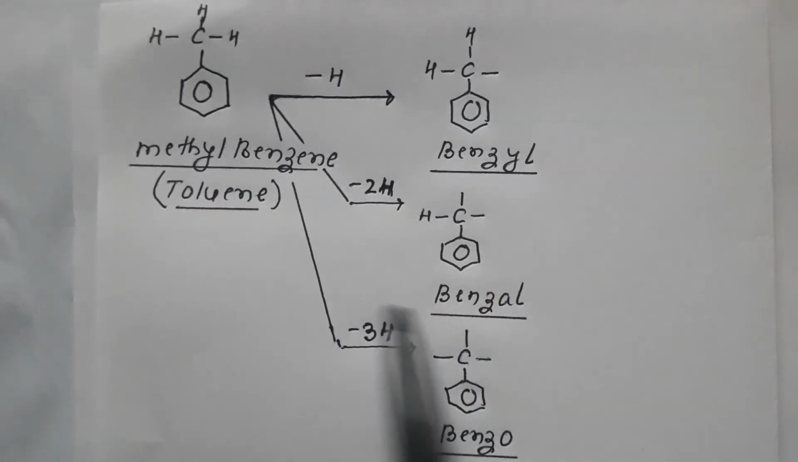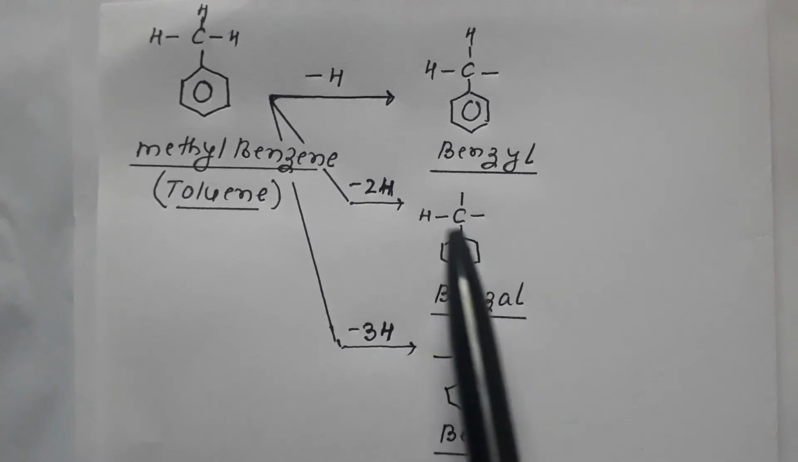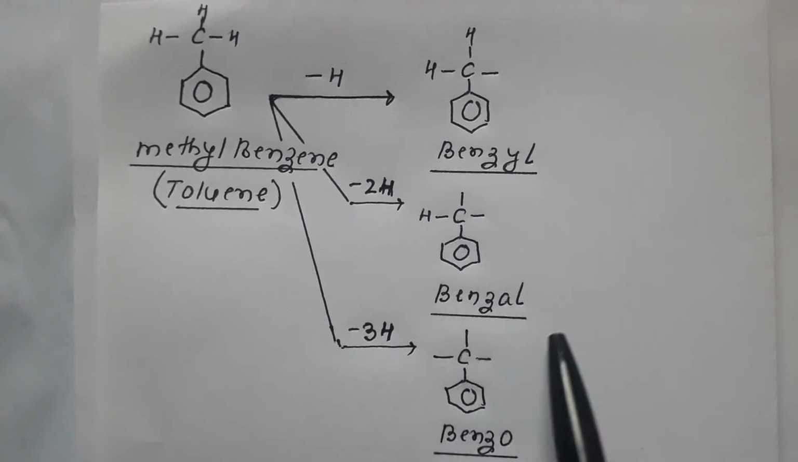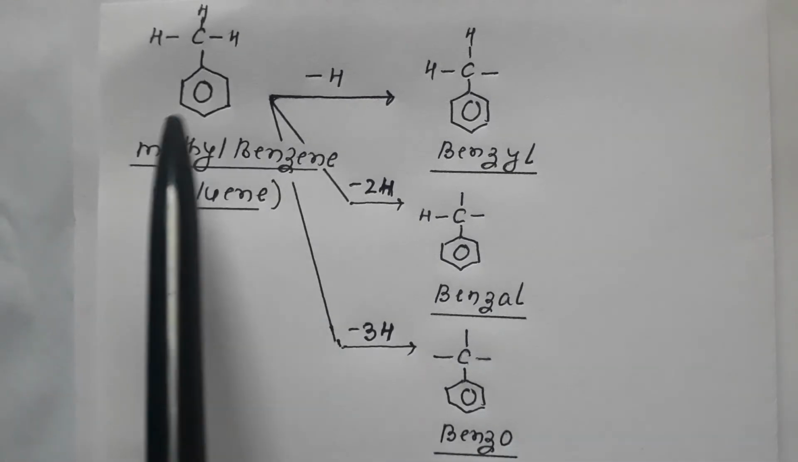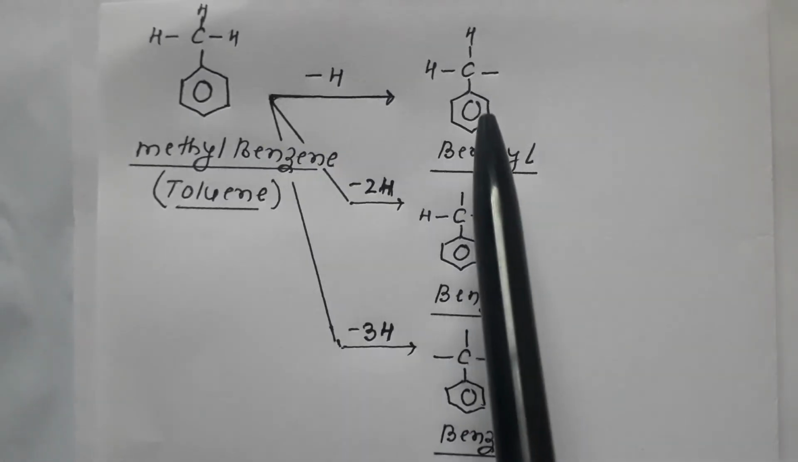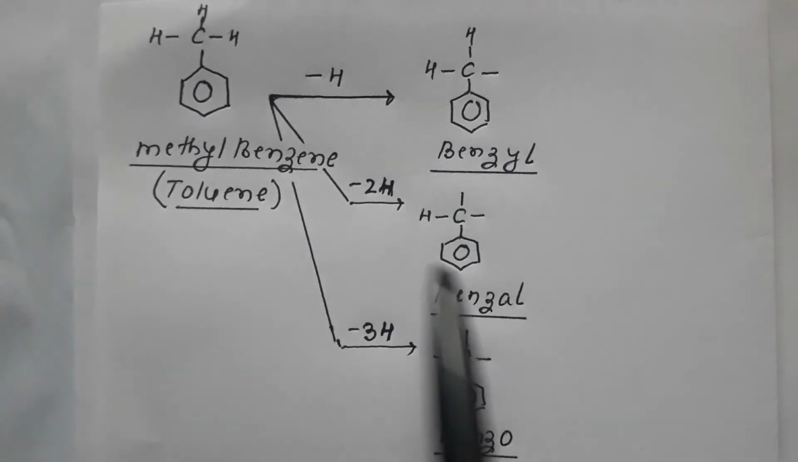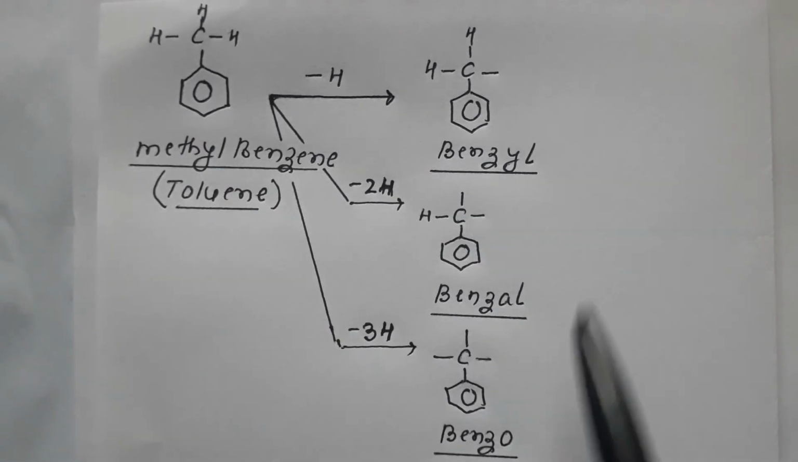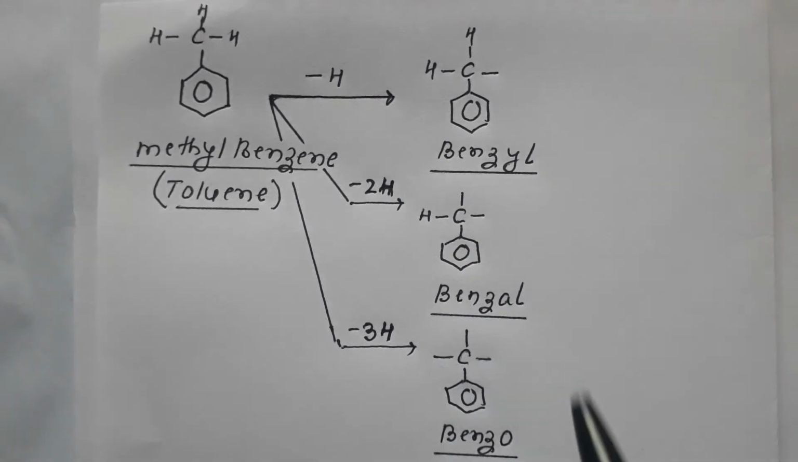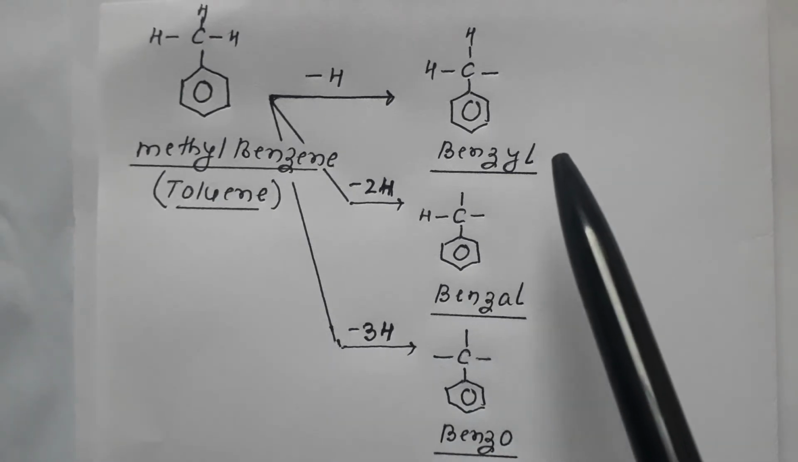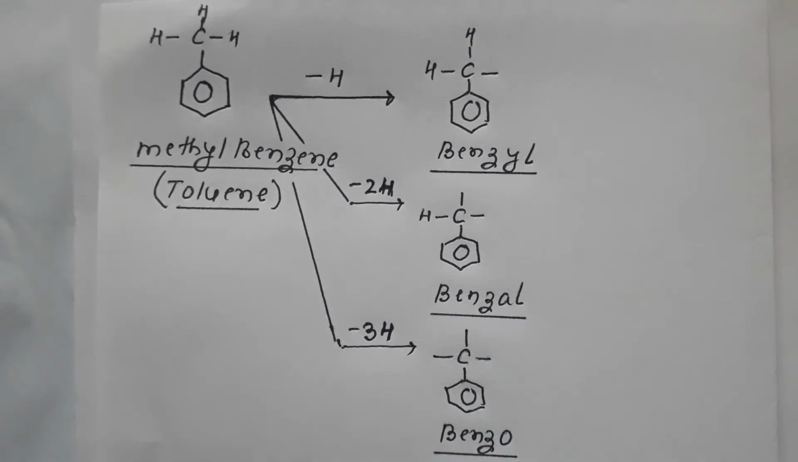If I remove one more H, then it is a benzene ring with CH. And if I remove all three H, then it is a benzene ring with a carbon with three valencies left over. So if this is toluene, one H removed, it is benzyl. One more H removed, it is benzylidene. One more H removed, it is benzylidyne. We are using benzyl in the reaction I am discussing.